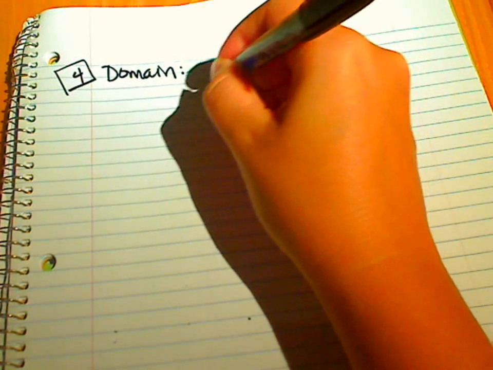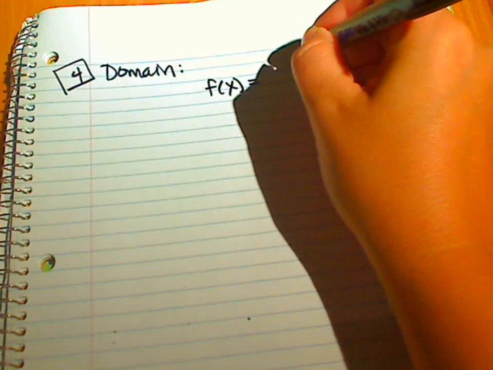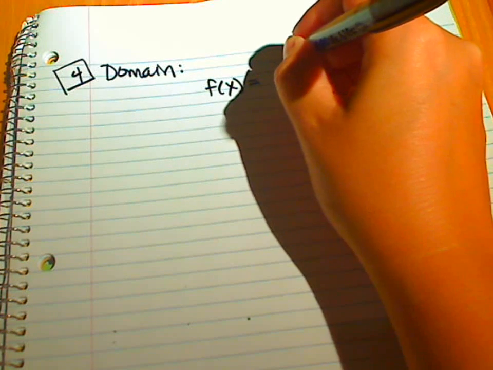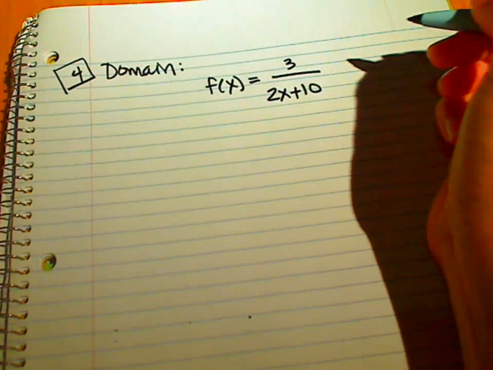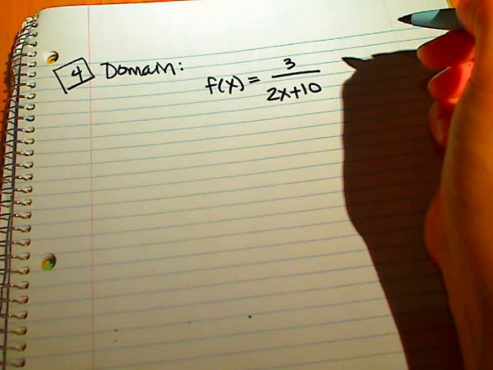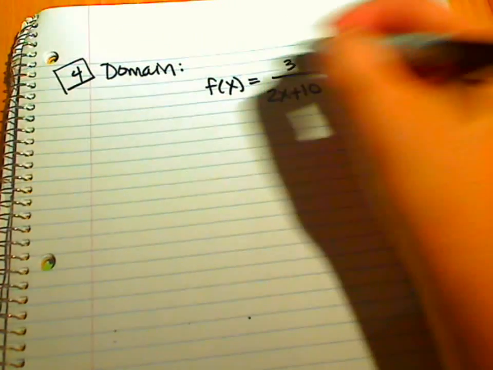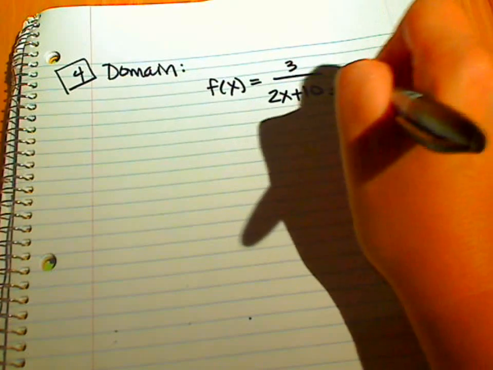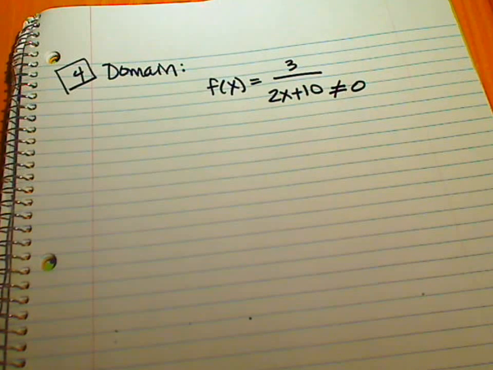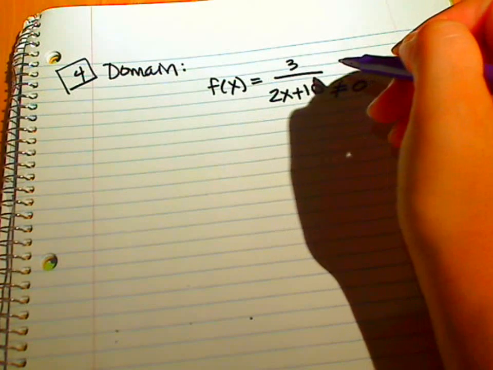Now for number 4, the domain. Domains for functions, for problems, are very particular when you have fractions. Now the only thing you have to worry about in a fraction is the denominator, the bottom part. This cannot equal 0. So, if you have a variable down here, we got to figure this out.